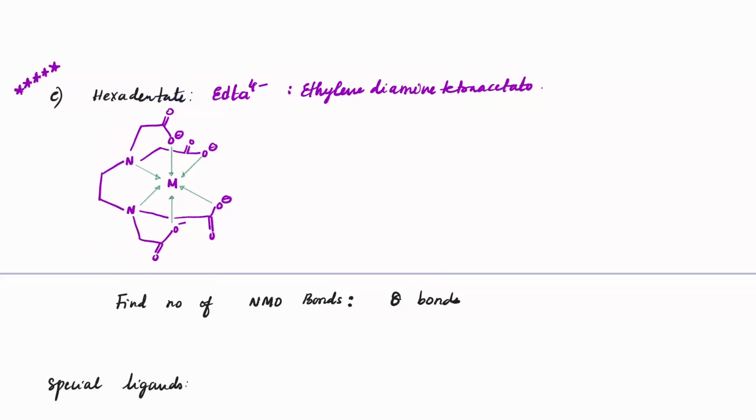Okay. So you can see the ligand connections, donor sites are N comma N, and rest all are coming from oxygen. Rest four are coming from oxygen. So this is ethylene diamine tetraacetate.